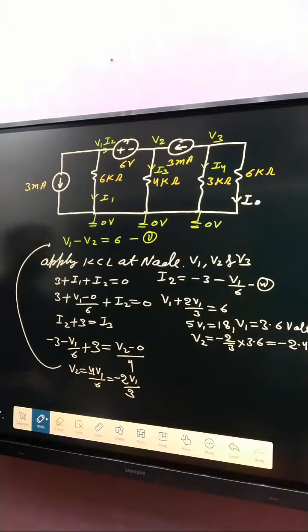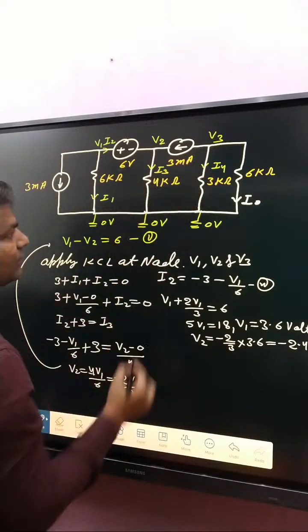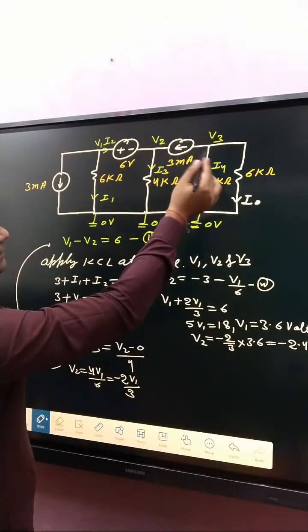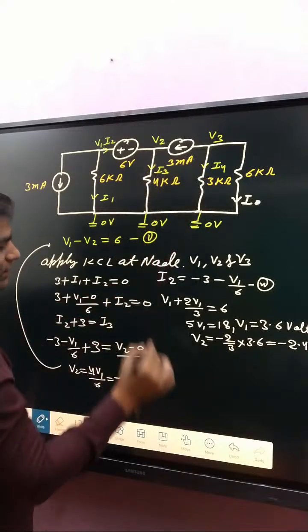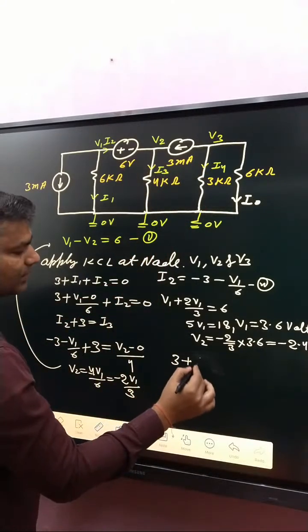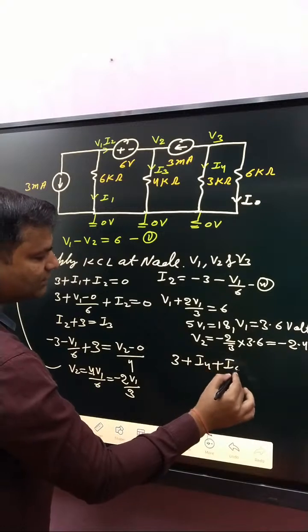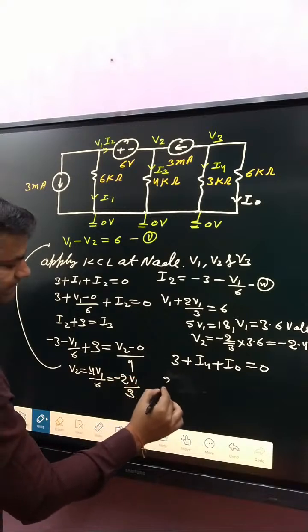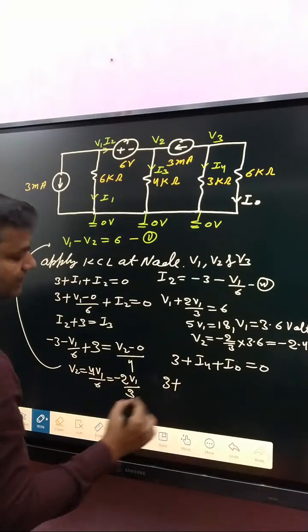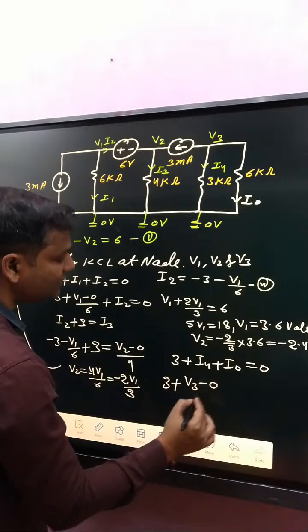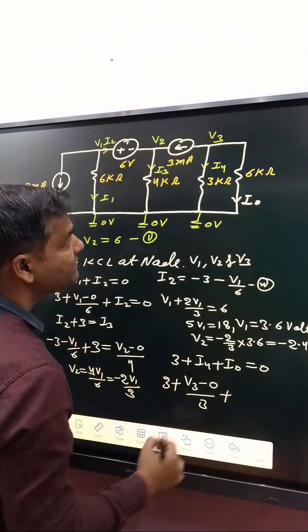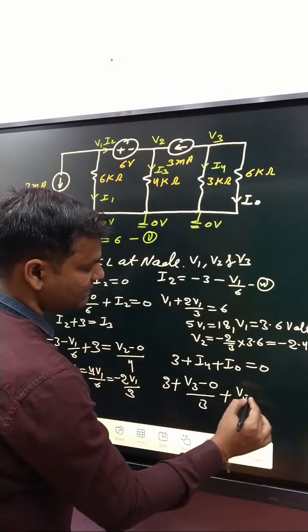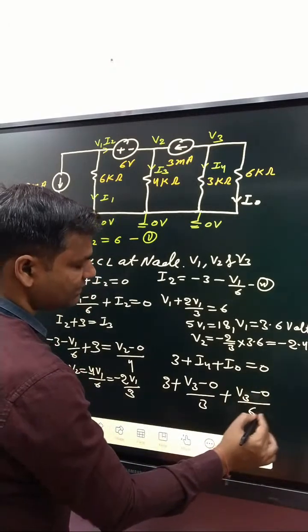But our motto is to determine I0. So how can we determine I0? If apply KCL at that node, incoming current, no incoming current, all outgoing, so 3 plus I4 plus I0, this is equal to 0. So 3 plus I4 is V3 minus 0 divided by 3, and I0 is written as simply V3 minus 0 divided by 6, this is equal to 0.